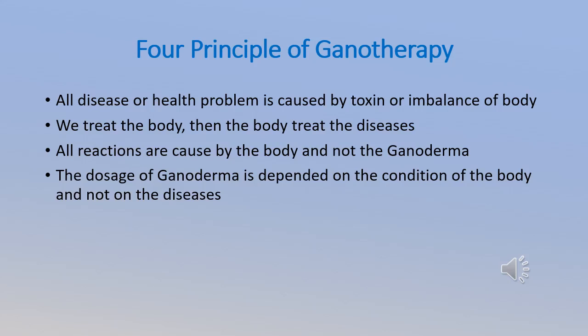The third rule is that all reactions are caused by the body and not Ganoderma. When people take Ganoderma, there are a lot of ailment reflections, or reactions, and then they get worried. Do not get worried. This is not caused by Ganoderma. It is caused by the body. The fourth rule is that the dosage of Ganoderma is dependent on the condition of the body and not on the disease. Many people ask me, for diabetes, how many RGGL should we take? How many spirulina should we take? These are wrong questions, because we do not treat disease. That's why our dosage does not depend on the diseases, but on the condition of the body.